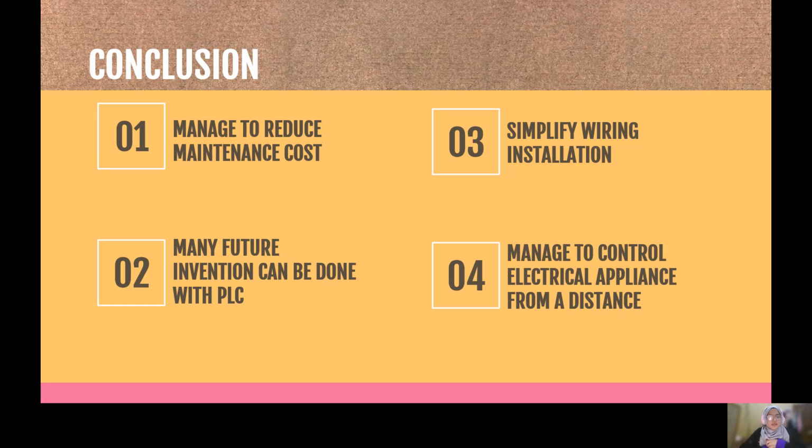So, in conclusion, this project will manage to reduce maintenance costs. Not only that, it can also simplify wiring installation. This project will also help to control electrical appliances from a distance. Powerline communication is actually a technology that will benefit useful, user-friendly future inventions.